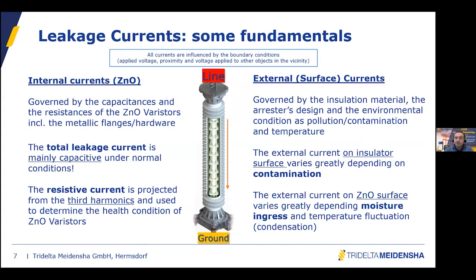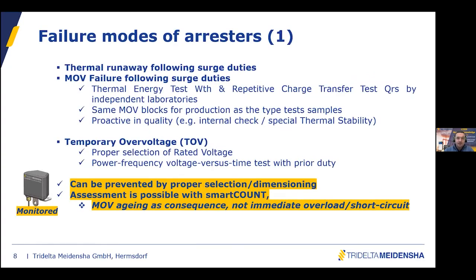Okay, so I hope this part is clear because it's quite important to go to the next step. The next step is to understand the different failure modes that you can face on surge arrestors. As you know, the job of the surge arrestors is to handle transient overvoltages, and therefore there are a couple of ratings which are important to make sure that the arrestor can withstand the surge duties and the fluctuation of the temporary overvoltage.